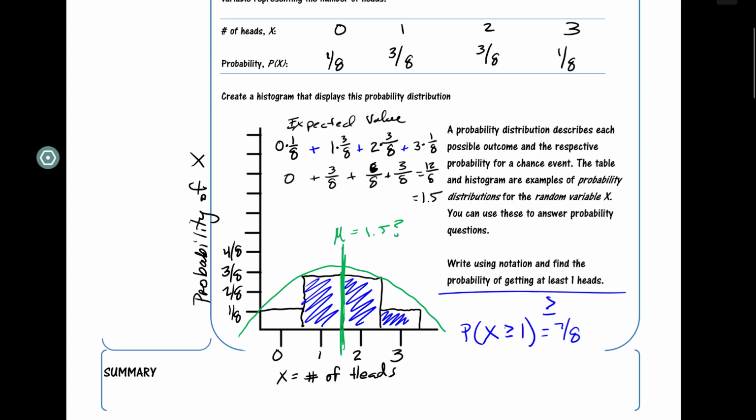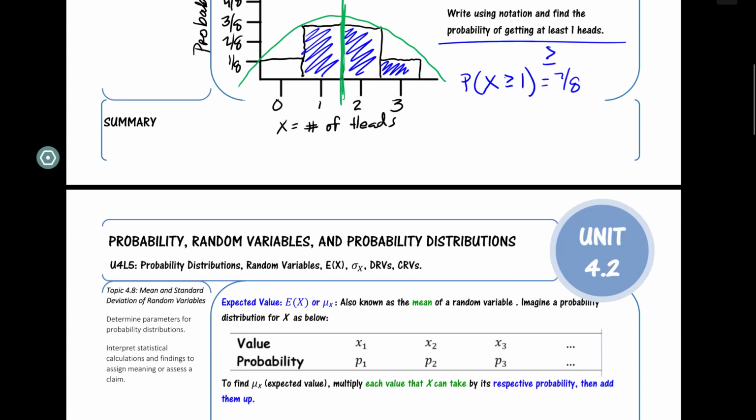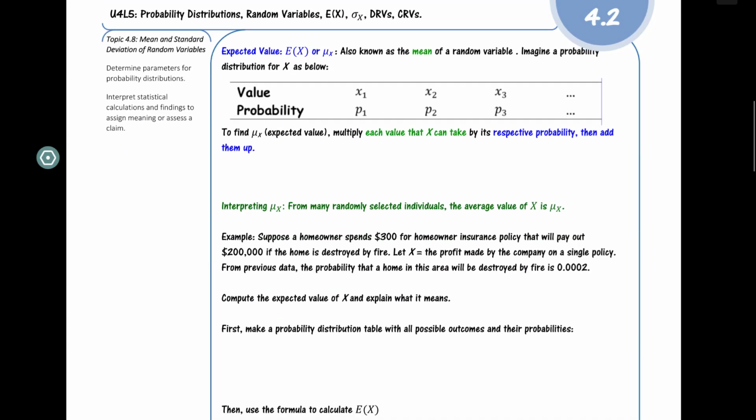So if we were to toss a coin 3 times, we would expect to see 1.5 heads. Maybe more appropriately, we would say, if we were to do this trial of tossing a coin 3 times, many times, thousands of trials of 3 coin tosses, the average number of heads per 3 coin tosses is 1.5. And that's summarized as we look at here. The expected value, also known as the mean of a random variable, the average.